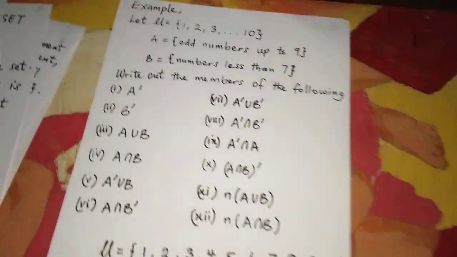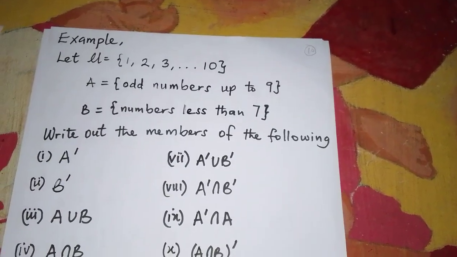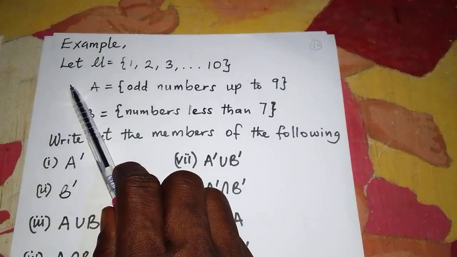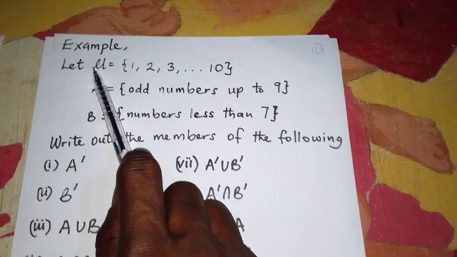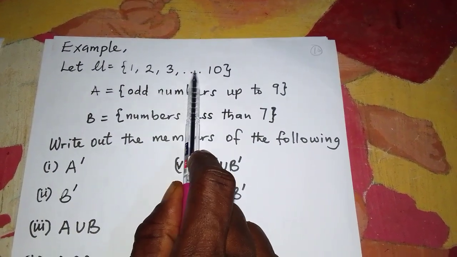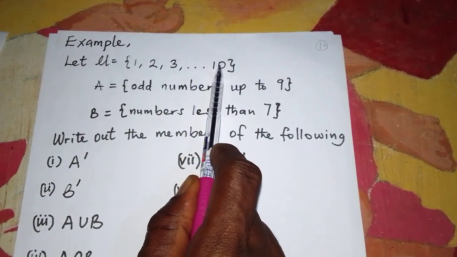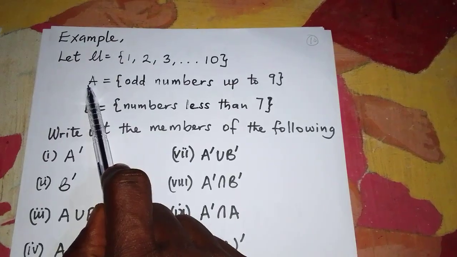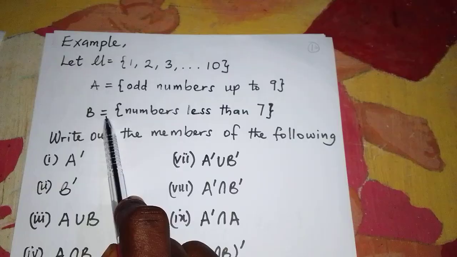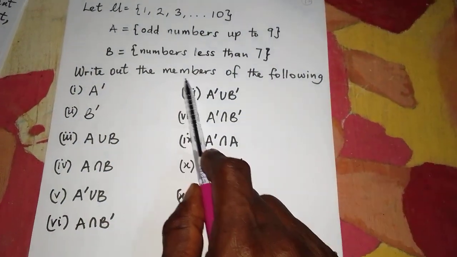Now, let's try to combine the knowledge we have been acquiring earlier to solve this problem. Now, you are given a question like this. This is used to represent the universal set. In the universal set, you have 1, 2, 3, dot, dot, dot, 10. It means that the numbers continue here till it reaches 10. In set A, you have odd numbers up to 9. And in set B, you have numbers that are less than 7. So you are now told to write out the members of the following.